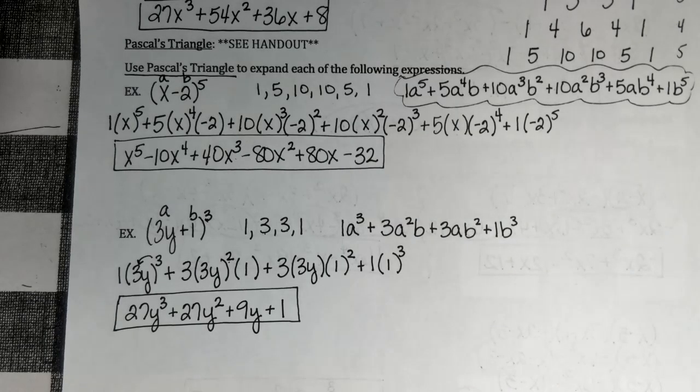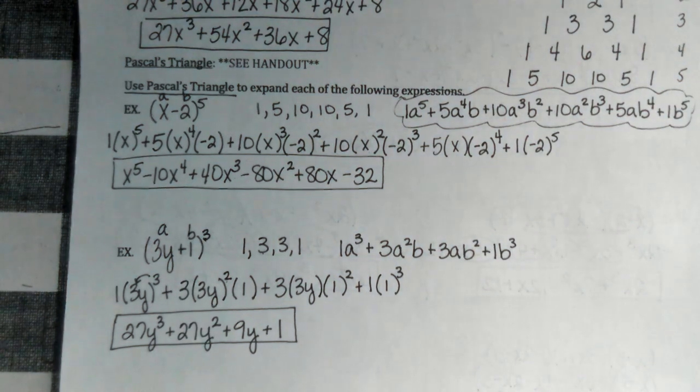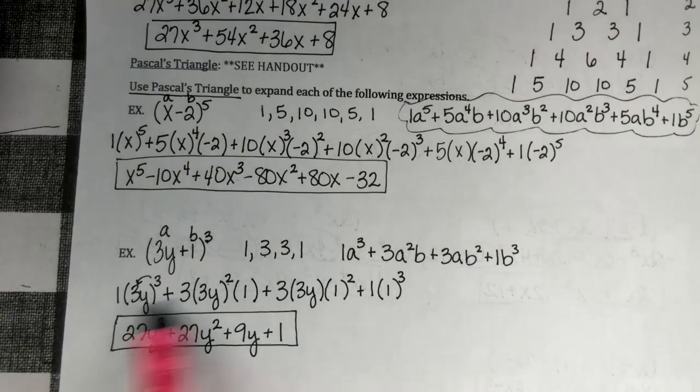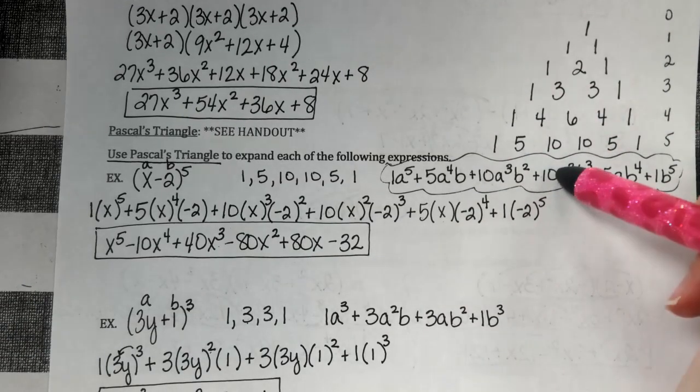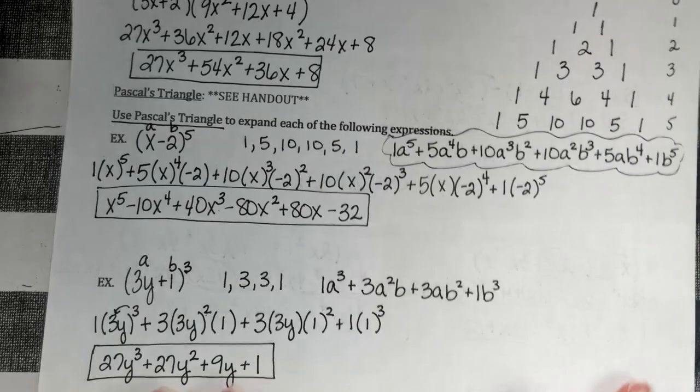So, as long as you have the pattern of decreasing your first term and increasing your second term, then you should be okay with the pattern as long as you can also build this triangle. Okay, so you will have a quiz over this. If you have any questions, let me know.